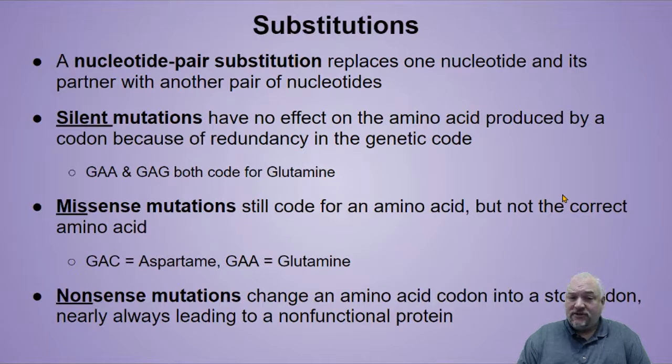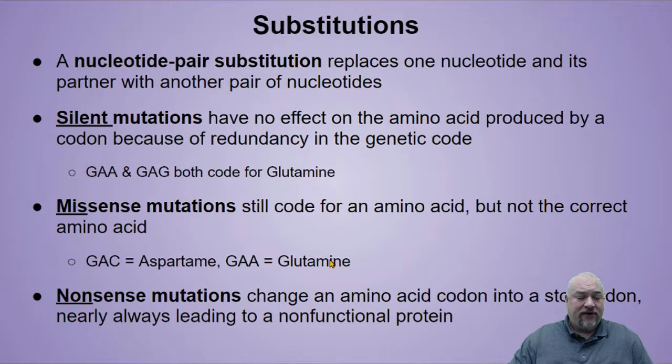So, a silent mutation is one that has no effect on the amino acid produced by a codon because remember, codons have that redundancy. So we could change GAA to GAG, not going to make a difference in the final protein or phenotype because they both code for glutamine. On the other hand, we have what we call missense mutations, where they still code for an amino acid, okay, but not the correct amino acid, like we saw in sickle cell. If we change GAC, that's aspartic acid, but if it's GAA, now it's glutamine.